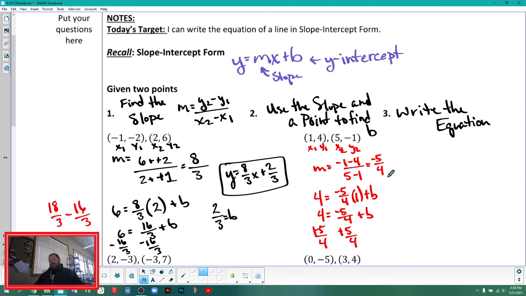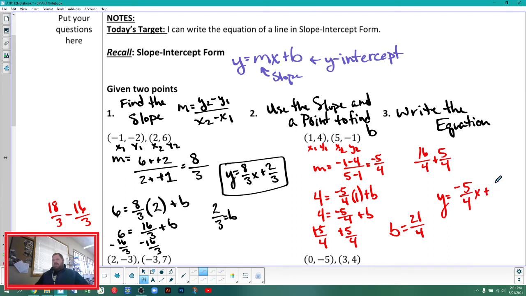And a little bit of scratch work there. 4 in fourths would be 16/4. So I have 16/4 plus 5/4. 16 plus 5 is 21, so I'm going to be left with 21/4 as b. And so my final answer, again, not any prettier, it's actually worse, I would say, plus 21/4 is right there.